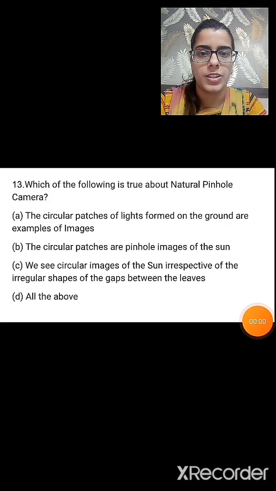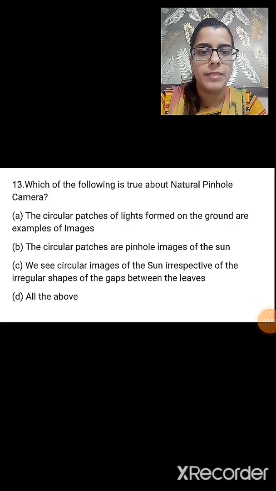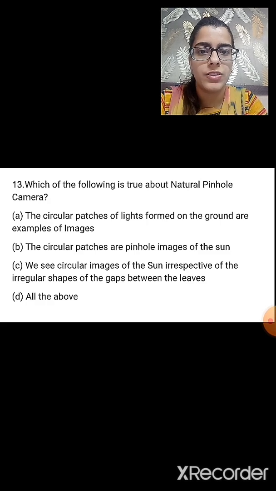Now 13th question. Which of the following is true about the natural pinhole camera? So 4 statements are given. You have to tell which of the statements is true about the natural pinhole camera. The gaps between the leaves act as the natural pinhole camera. Now let us have a look at the options.